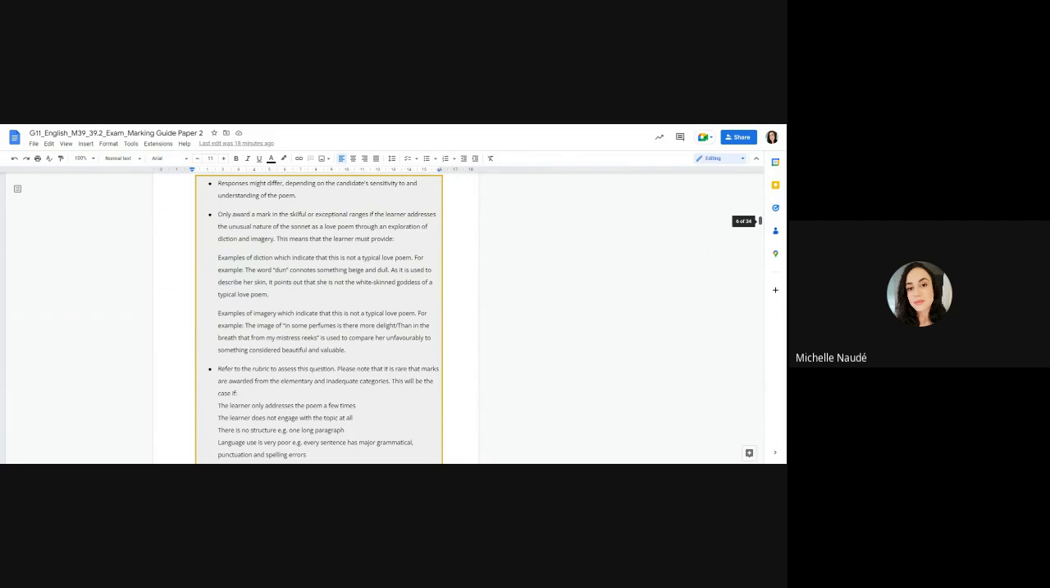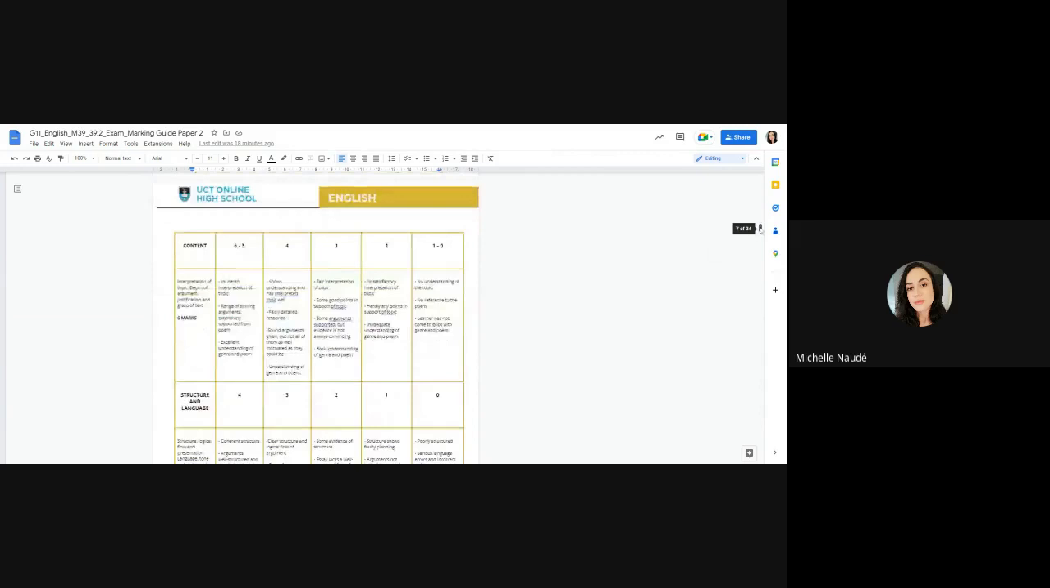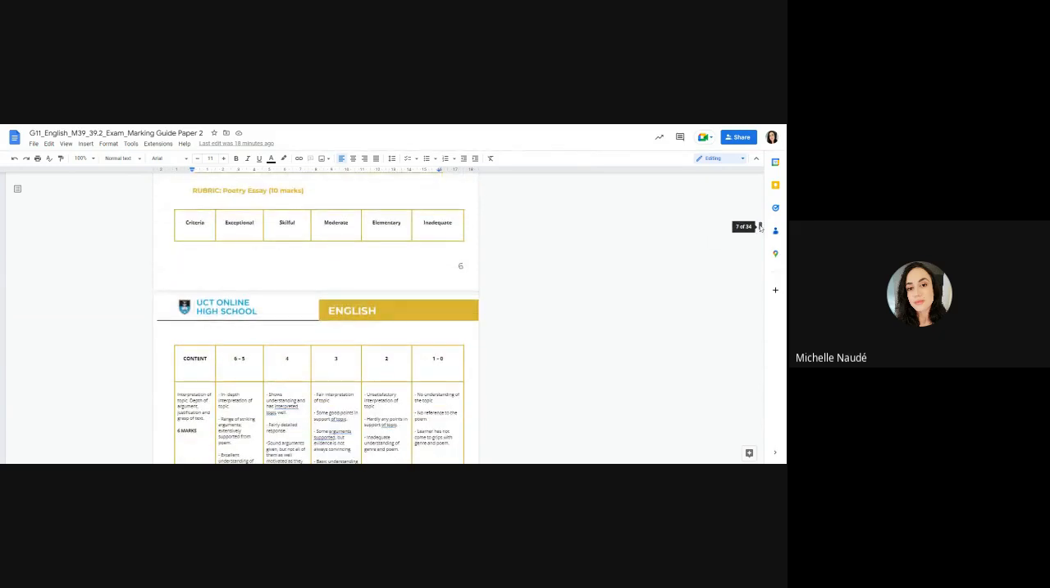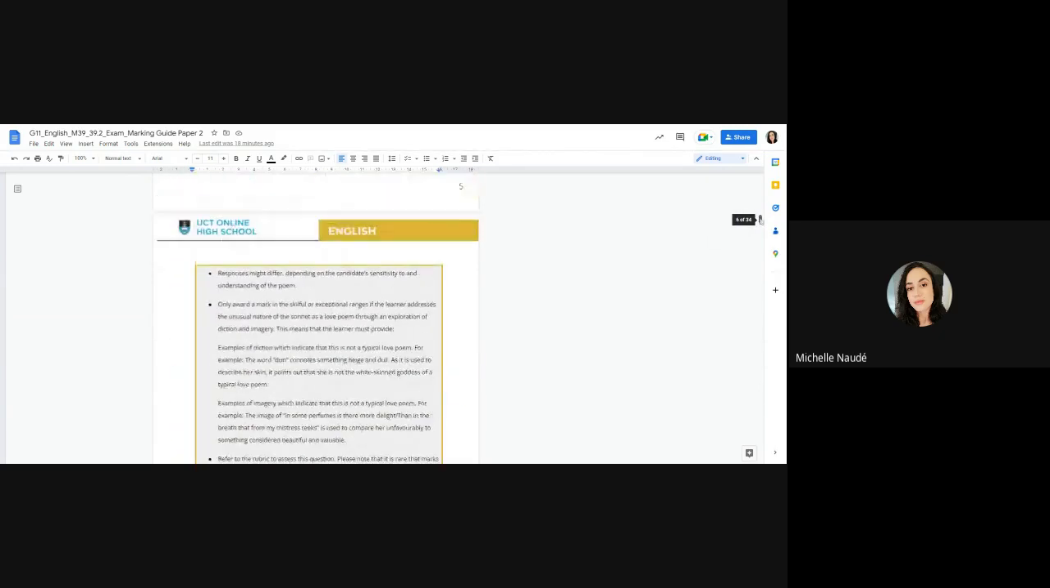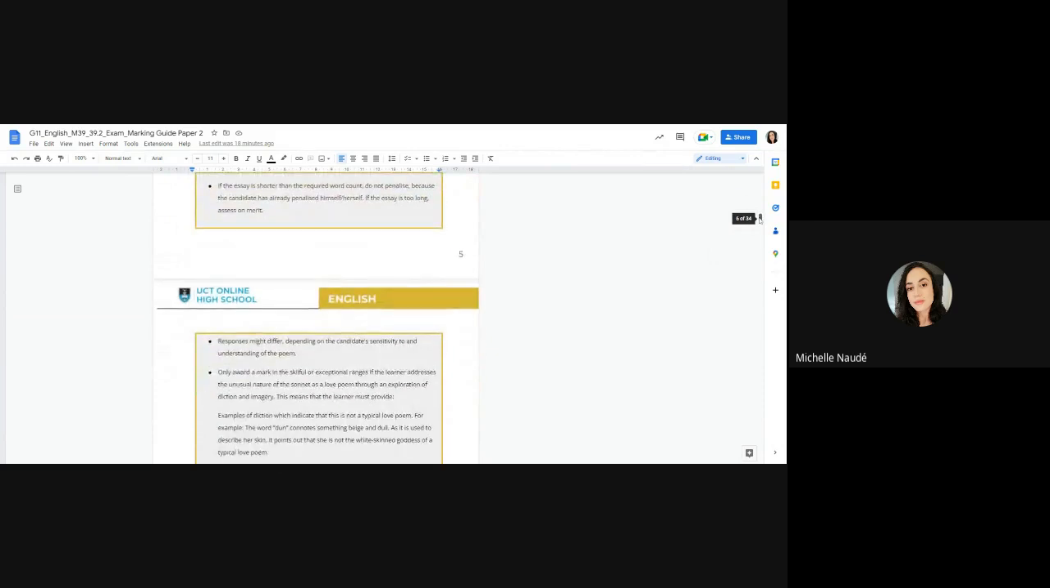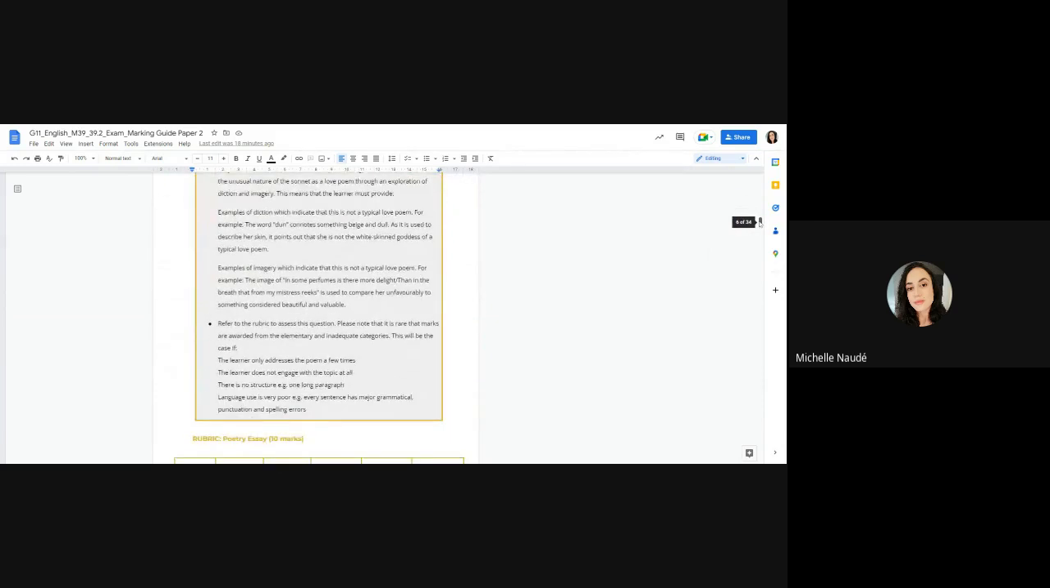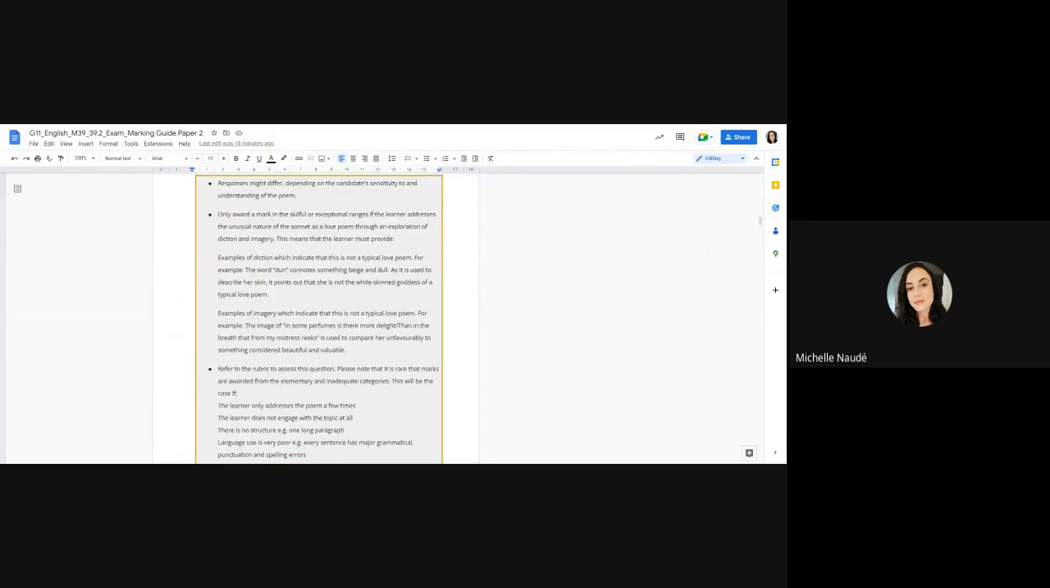For this poetry essay, question 1, only award a mark from the skillful or exceptional ranges, which you can see here at the higher end of the scale, for both content and language and structure, if the candidate has managed to address the unusual nature of the sonnet as a love poem through an exploration of diction and imagery. So then I've included with examples what that actually means in a tangible sense.